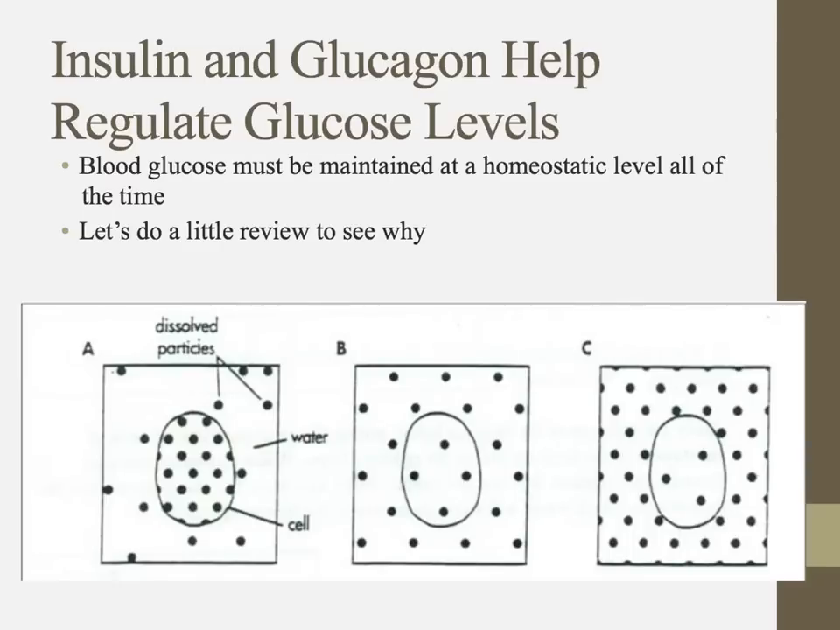Now, it's really important that those glucose levels are maintained at a homeostatic level, because glucose can mess with the osmolarity of our red blood cells. Glucose is soluble in the blood plasma, this area outside of the cell. Within our blood cells, there's also a certain concentration of glucose. We need those to be the same. We need those to be isotonic, so that there's no net movement of water into or out of the cells.